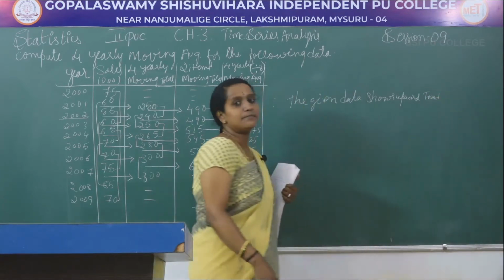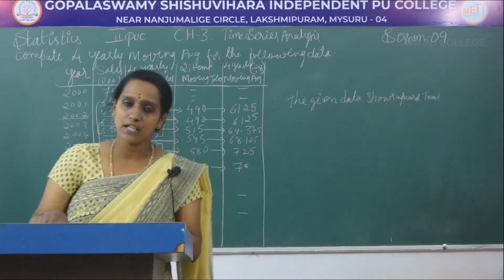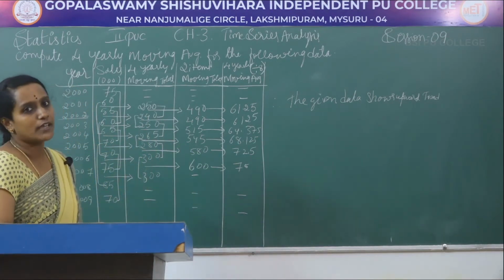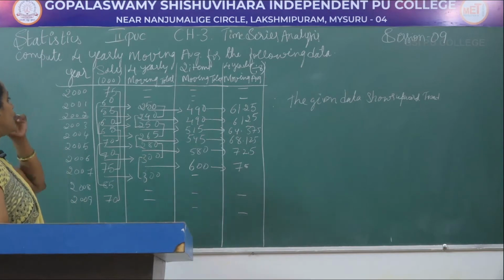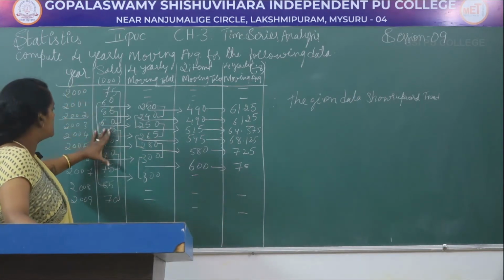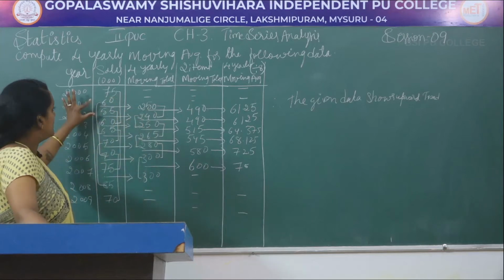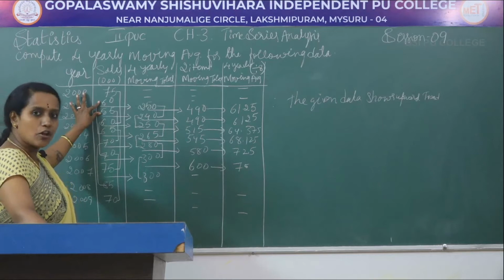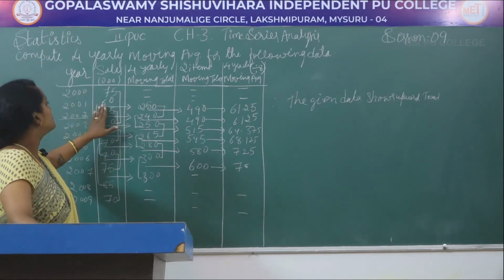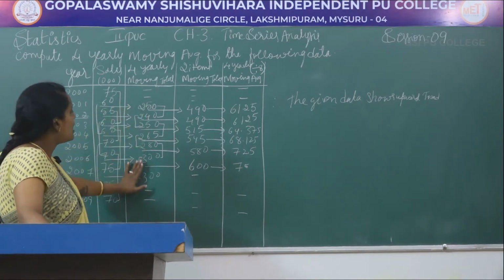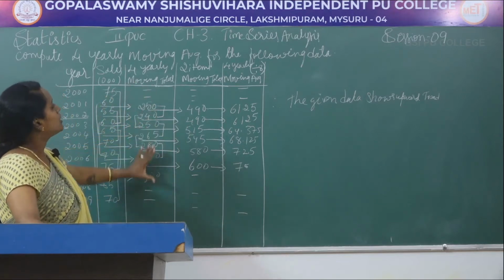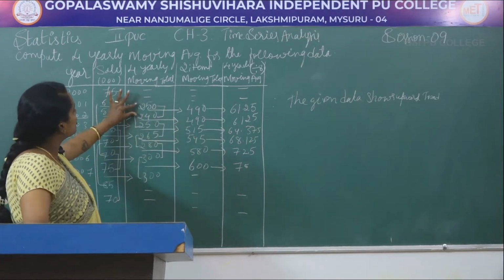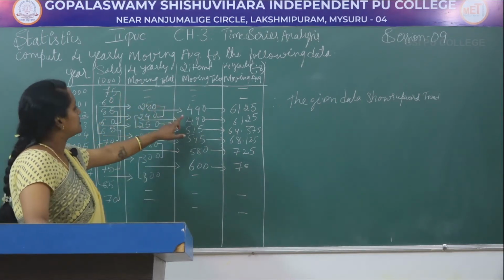Upward trend. Once again, let me brief the procedure of how to find the 4-year moving average. The first step is you have to add the 4 numbers, and the position of that will be in the middle of the second and third item, and I have shown that using the arrow marks.